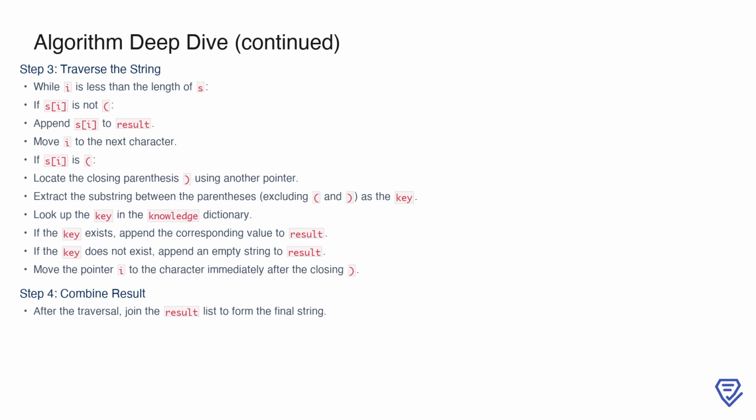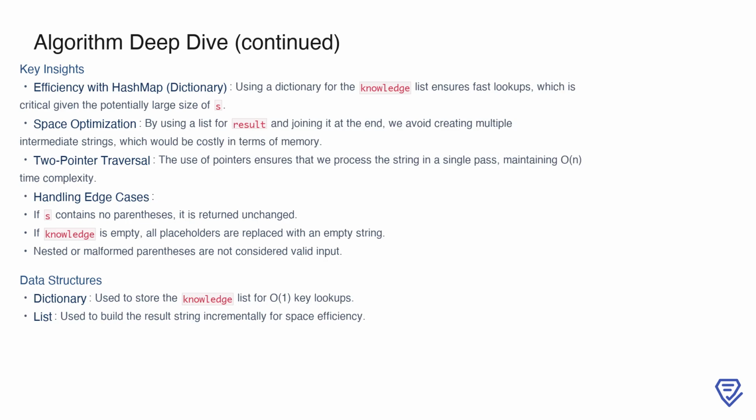output string. There are a few critical insights that make this algorithm efficient and robust. First, using a dictionary to store the knowledge list allows us to perform key lookups in constant time, which is crucial for handling large inputs efficiently. Second, building the output string incrementally using a list and only joining it at the end is a space-optimized approach. This avoids creating multiple intermediate strings, which would otherwise increase memory usage.